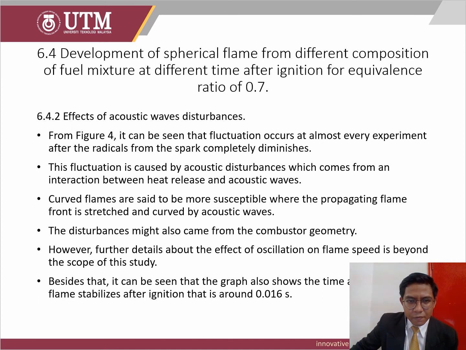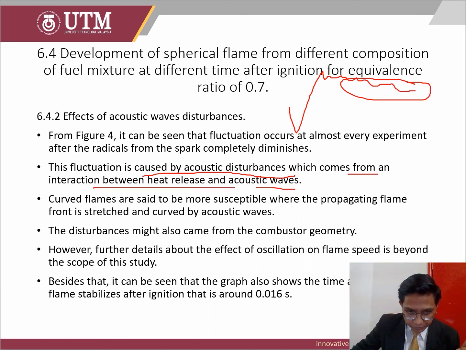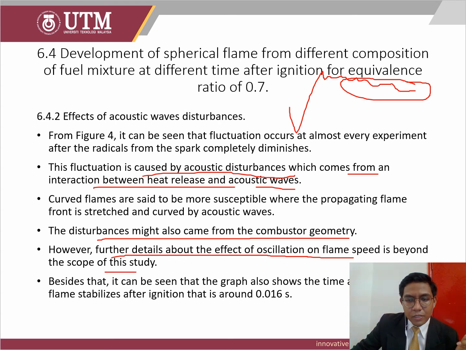So this is the effect of acoustic wave disturbances. Acoustic wave disturbances are disturbances that occur after the flame has been stabilized after the spark ignition during the initial combustion. However, the fluctuation is caused by the acoustic disturbances, which come from an interaction between heat release and acoustic waves. Disturbances might also come from the combustion geometry. However, further details about the effect of oscillation on flame speed are beyond the scope of this study.